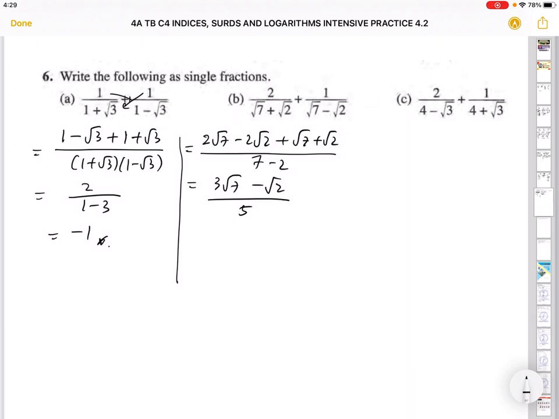For part C again, I cross over 8 plus 2 root 3 plus 4 minus root 3 divided by 16 minus 3. So 8 plus 4 is 12. 2 root 3 minus root 3 is just 1 root 3. 16 minus 3 is just 13. Okay.